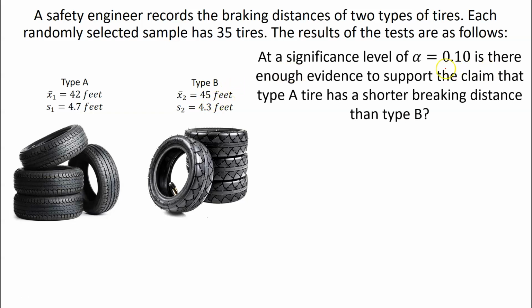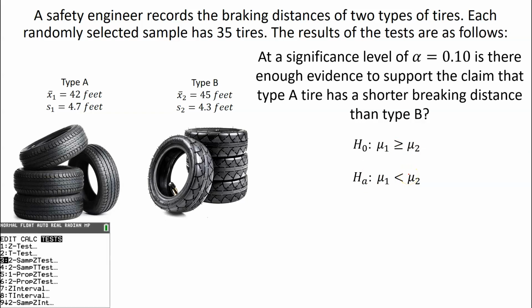At alpha equals 10%, 0.10, is there enough evidence to support the claim that tire A has a shorter braking distance than B? Okay, so this was 42, that's 45. So in this case, we're going to have the null be greater than or equal to, and the alternative be that this one's less than this one. You do need to be careful when you're putting these things in, paying attention to which one's less than.